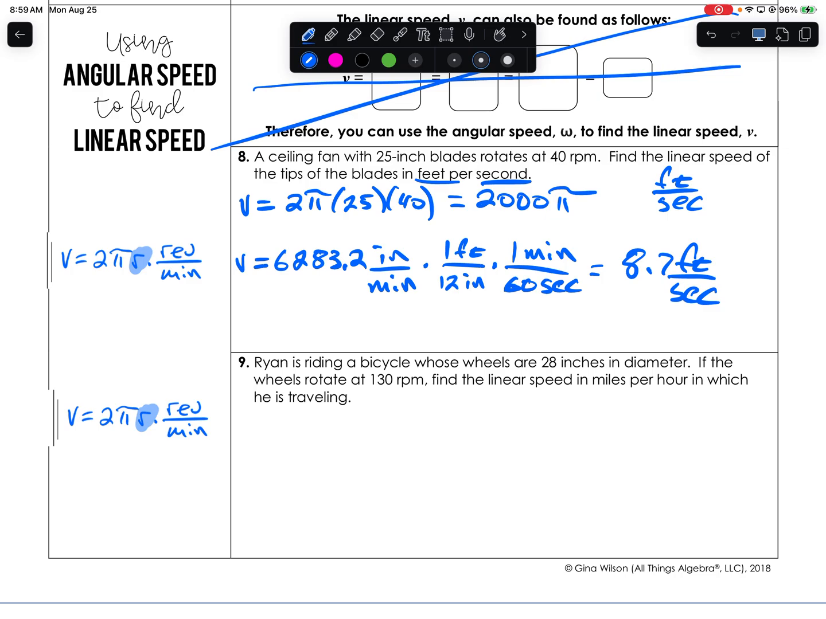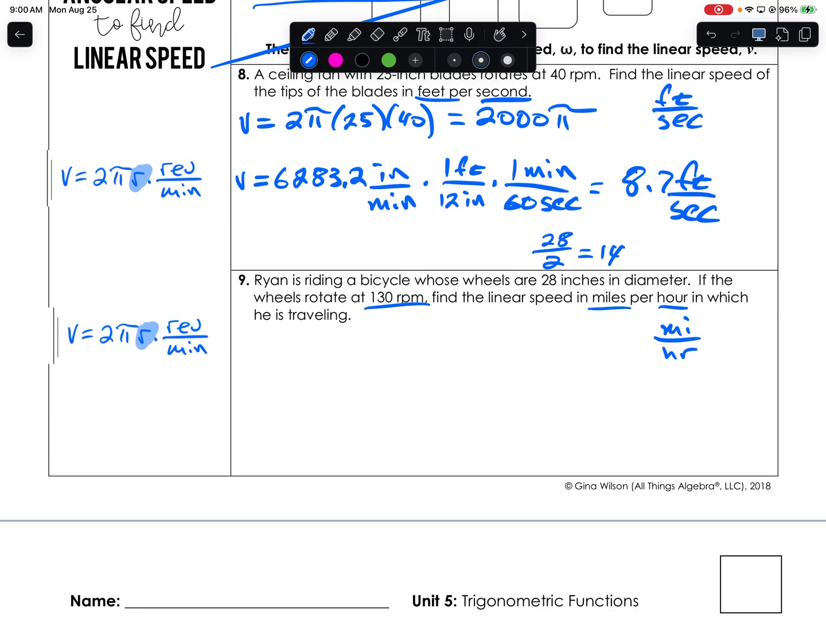Last one. Ryan's riding a bicycle whose wheels are 28 inches in diameter. So I see that right away, and I know I have to divide it by 2 because I need a radius for the formula. If the wheels rotate at 130 revolutions per minute, we want miles per hour at the end. So we're going to plug that in. V equals 2 pi times 14 times 130, which gives us 3640 pi.